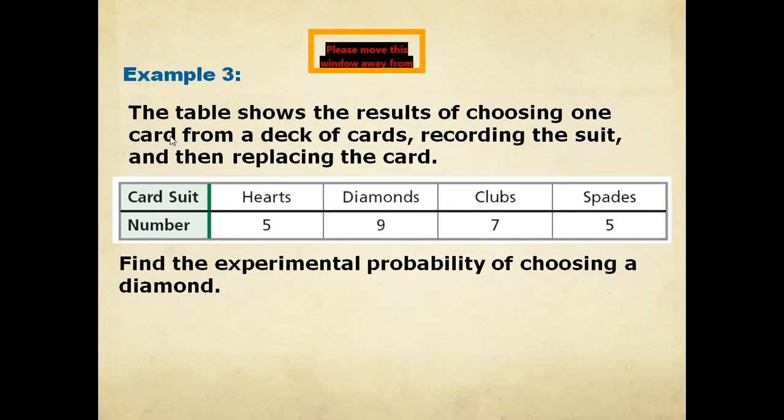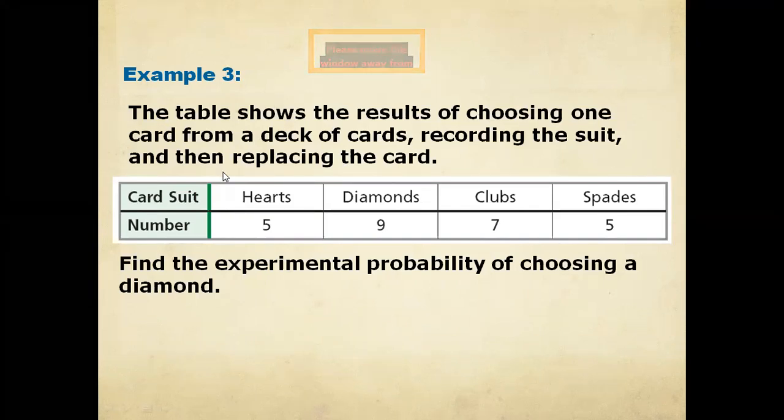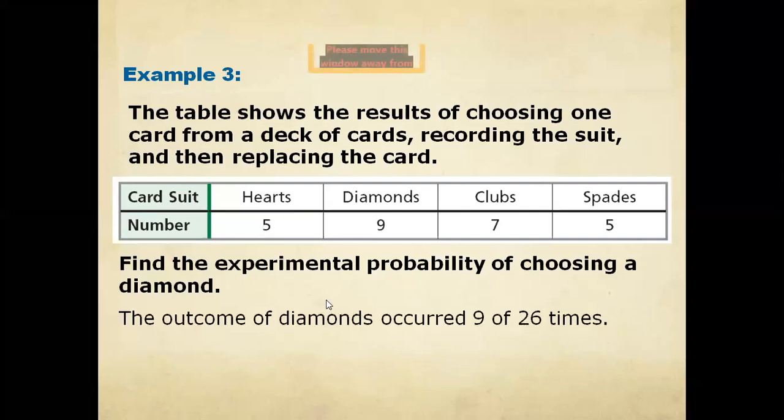Yes, Nada? It will be 9 out of 17. 9 out of 17? Why 17? Because it's the result of all of... You need to add 5 plus 9, which is 14. 14 plus 7 is 21. Yes. And 5, 26. So it's 9 out of 26. This is the probability of choosing a diamond. Yes, excellent.